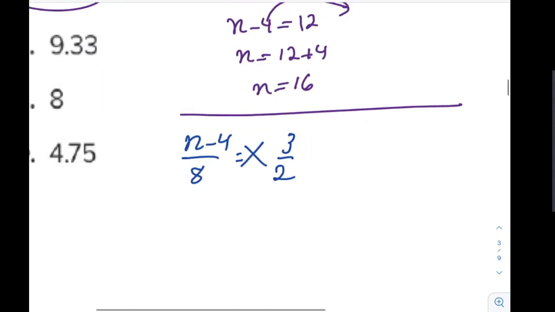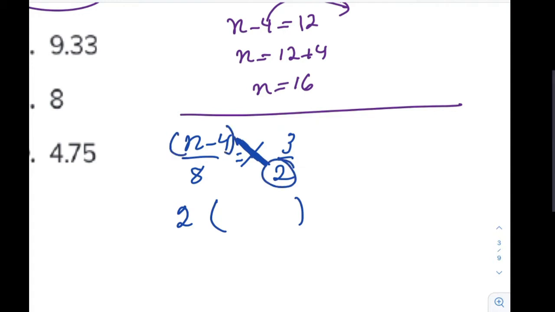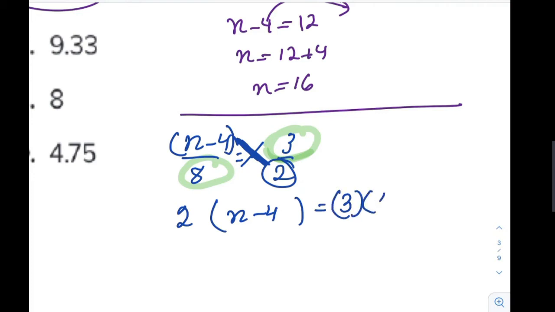Cross multiply. So 2 times what? 2 times this expression. So 2 will be multiplied by the whole expression, equals the 3 multiplied by the 8. I'm putting them between brackets because I'm avoiding writing the cross as a multiplication sign.